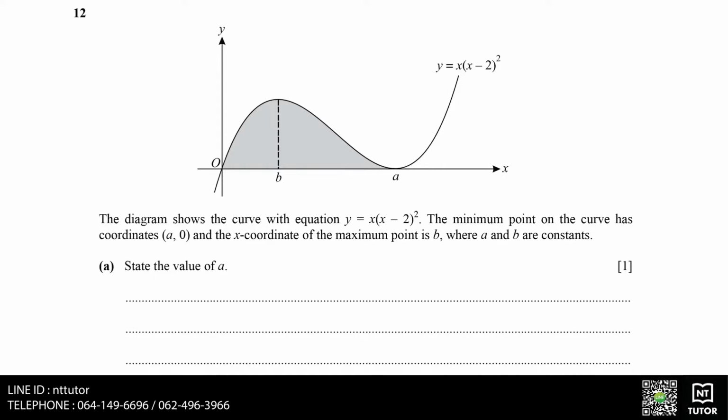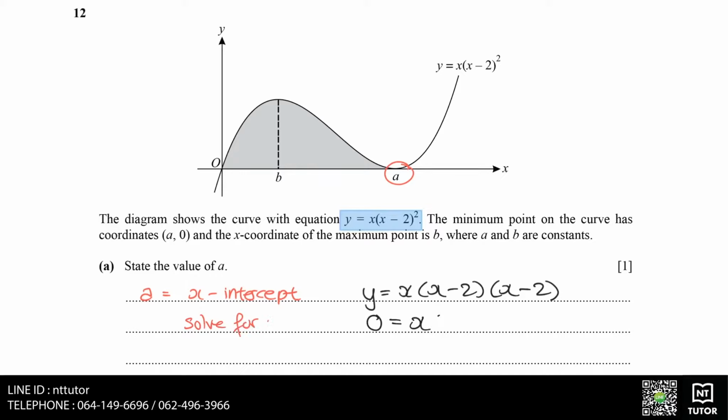As can be seen from the graph, the point A is the x-intercept of the graph. To solve for the x-intercept of any curve, we must make y equal to 0. So we must solve the equation 0 equals x multiplied by (x minus 2) multiplied by (x minus 2).